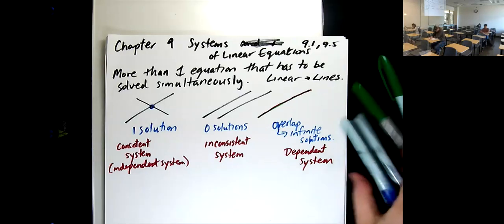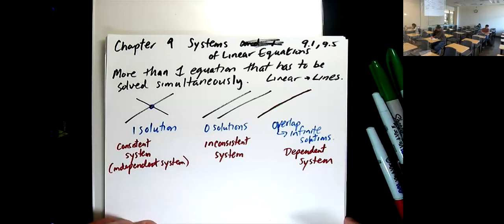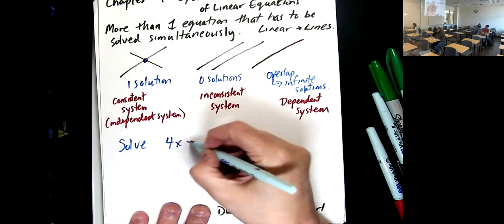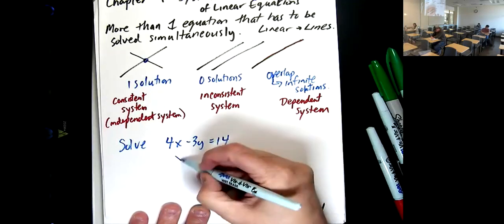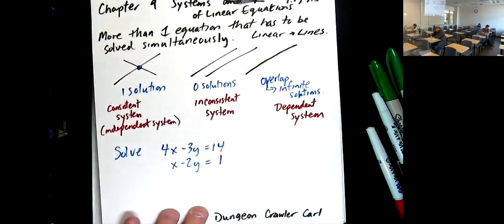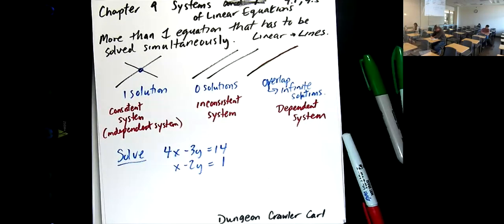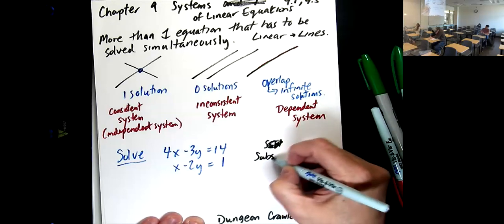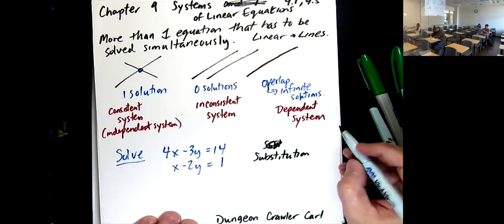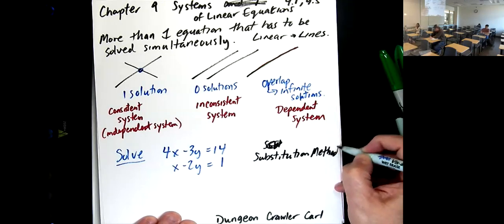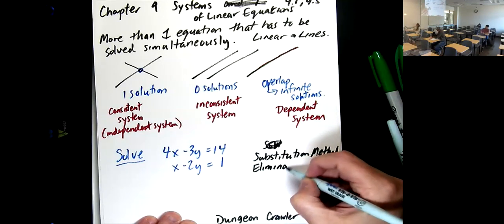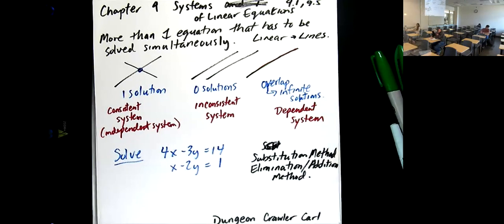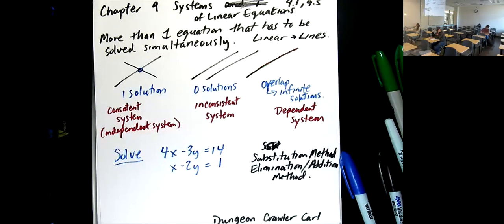We have a couple methods we can use. So for both of these approaches, we are going to solve 4x minus 3y equals 14, along with x minus 2y equals 1. And we're going to solve it two ways. Show you both ways. One is called the substitution method. Did I hit record? Yeah, I'm recording. And the other is called the elimination, or sometimes the addition method. They both have their uses.